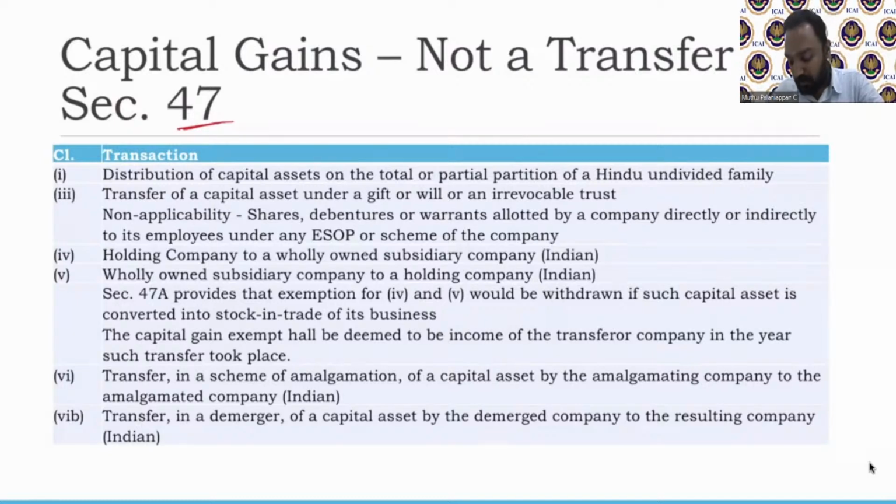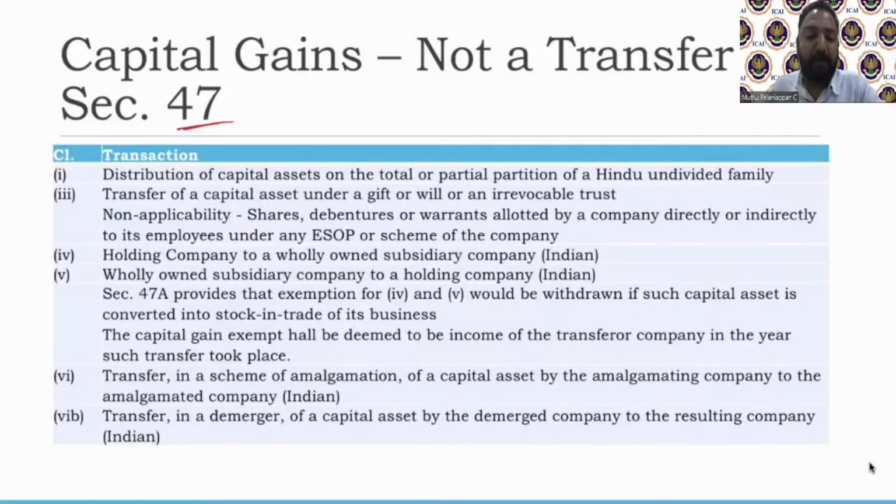So what is basically called not a transfer? It is distribution of capital asset on the total or partial partition of a Hindu undivided family. So there is an HUF, they are partitioning their asset. It is not a transfer. Why? It is something like held by the previous owner coming to you through will, succession, or gift, something like that, right? So the partition of HUF is not a transfer.